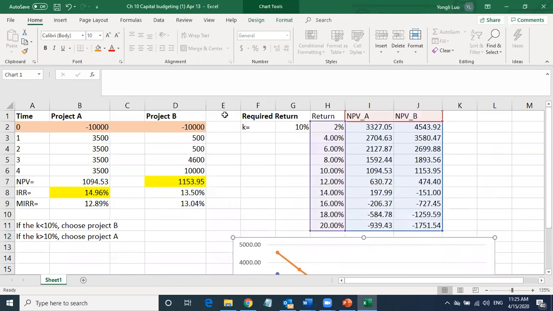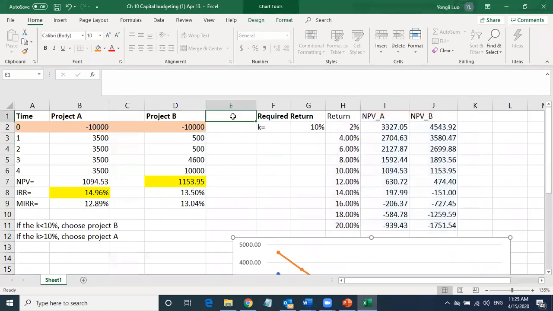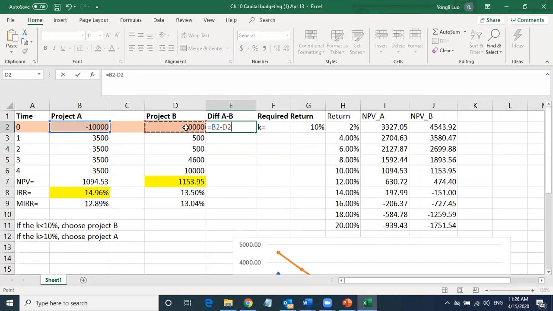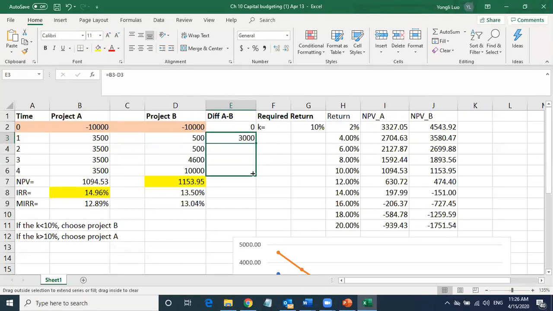And then basically what we do is, we can do this way. You find the difference between project A and B. What you do is you use the cash flow of project A minus the cash flow of project B. So it's using this one minus the initial investment of project B. You click on enter. And the same thing using the cash flow of project A, minus the cash flow of project B. You apply this to the other years, so you get the difference between project A and B for all the years.